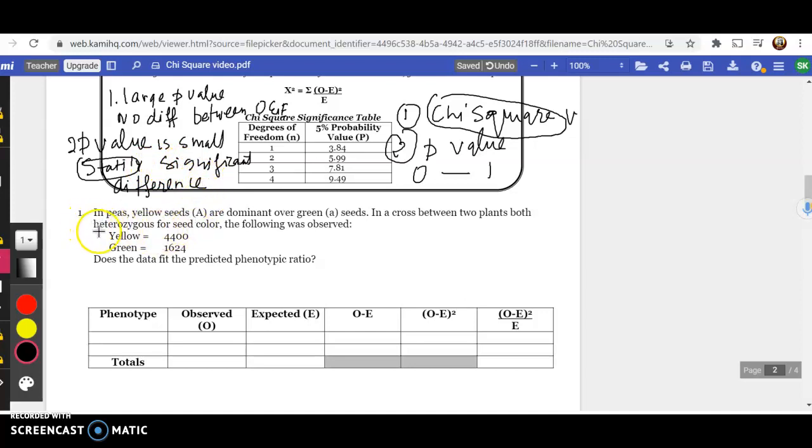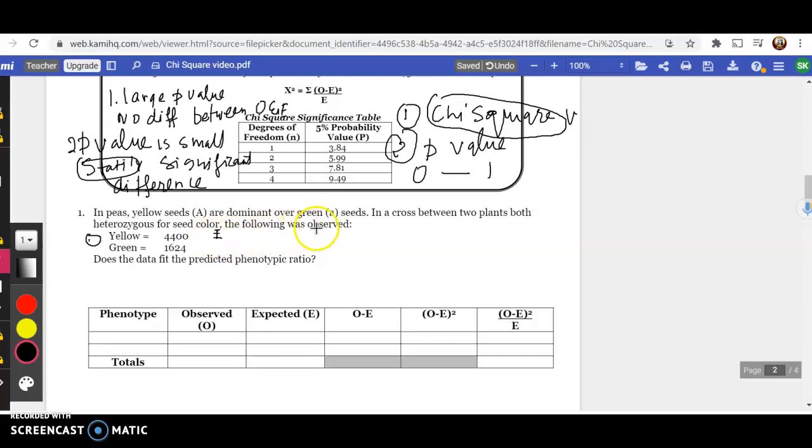So let's start with this. In this, we are taking a genetics problem from Mendel, and it says in a pea plant, yellow seeds are dominant over green seeds. In a cross between two plants, both heterozygous for seed color, the following was observed. So these are going to be our observed values.